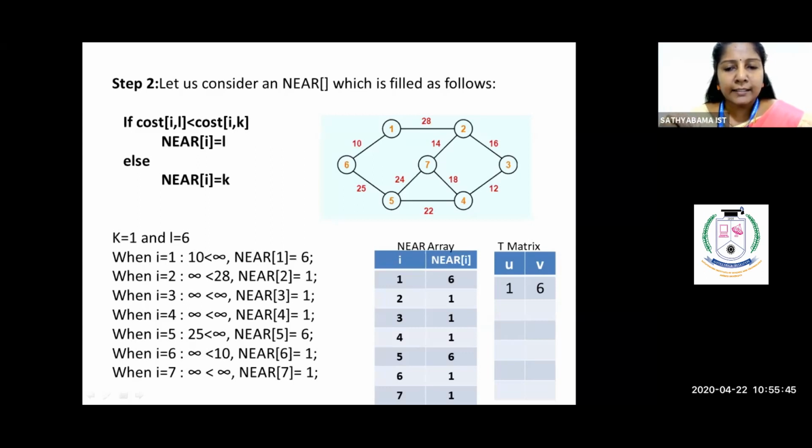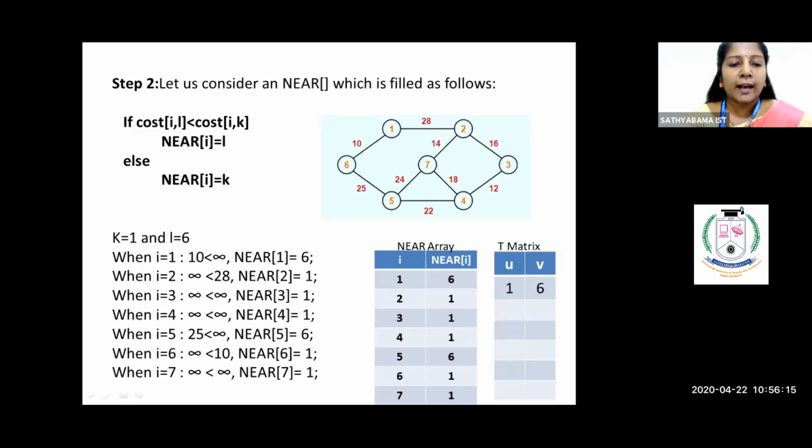Here I is incremented by 1 and I takes the value 2. So 2, 6: look at the graph, we don't have a direct edge for 2, 6, so it is infinity, and 2, 1 is 28. The condition infinity less than 28 is not satisfied. So the K value is filled in the second entry. 1 is inserted in the second entry in the near array.